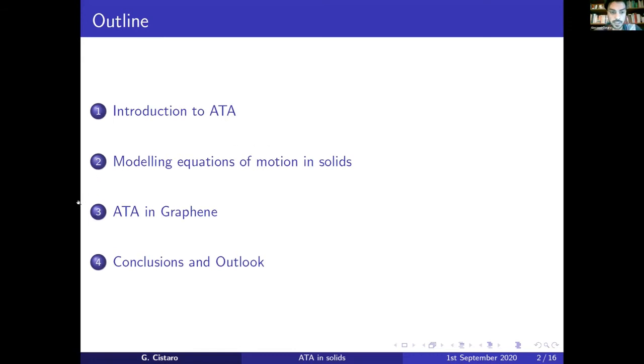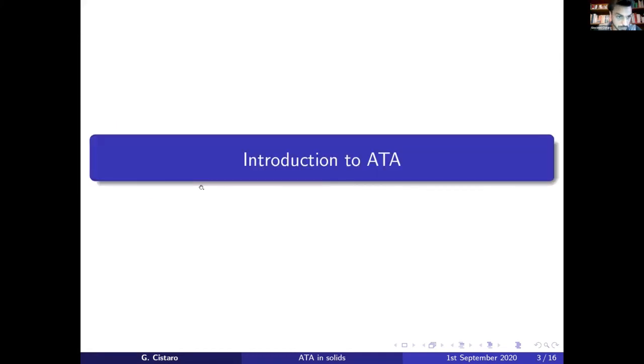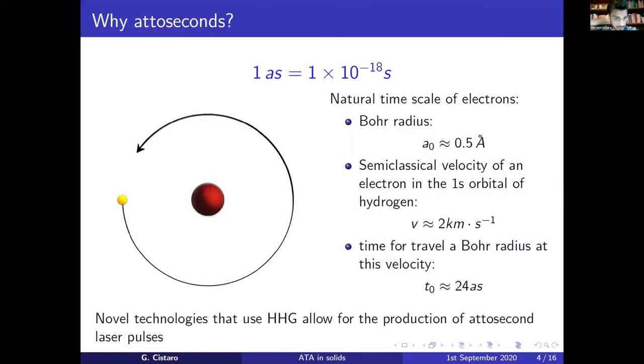And then I'm going to show the attosecond transient absorption spectrum in a benchmark material that we use, that is graphene. At the end, I will give the conclusion and the outlook. So let's start with a short introduction to ATAS. The first question may be why we want to use attosecond pulses.